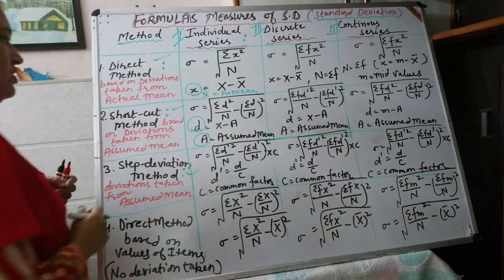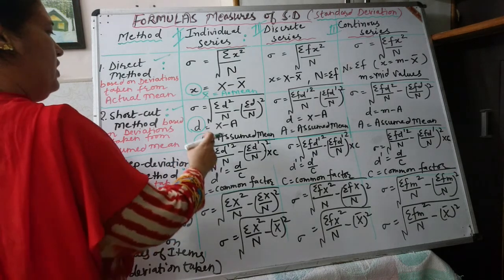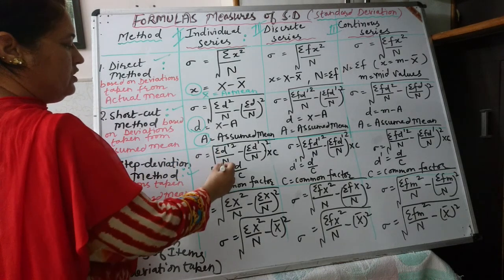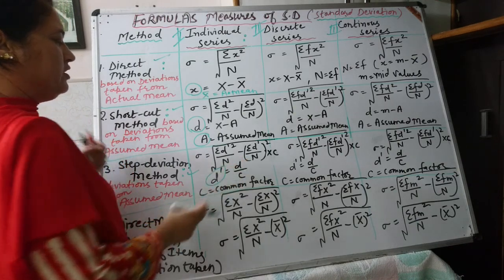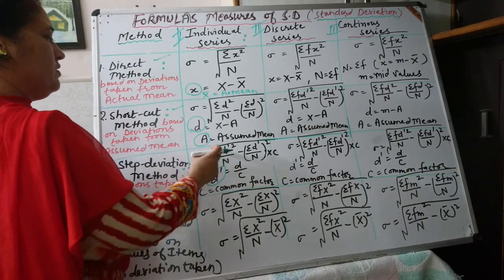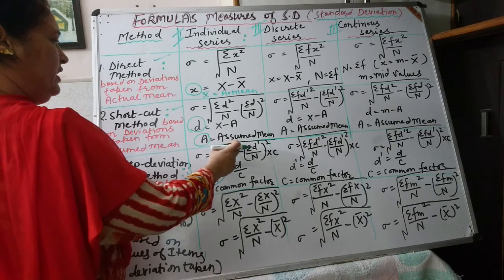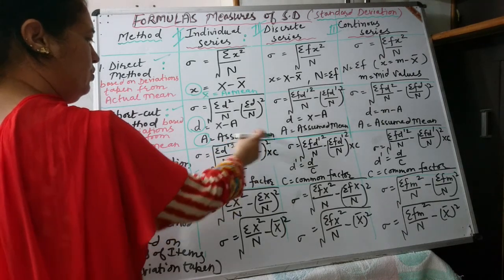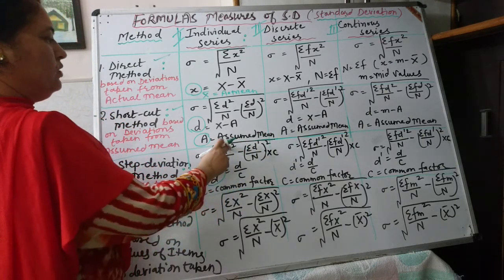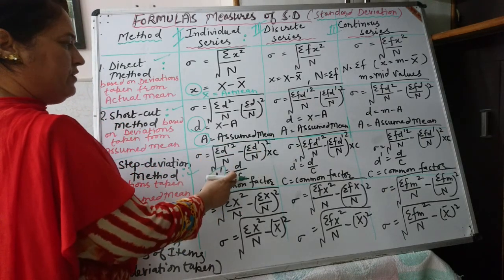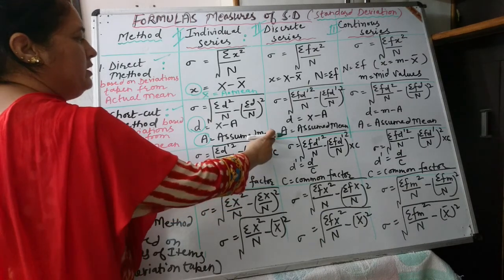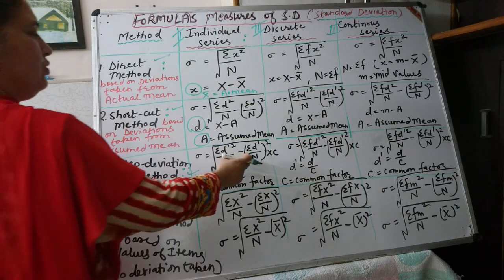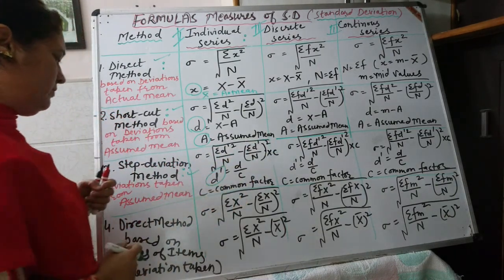And then for step deviation method, after calculation of d we will calculate d dash. For the calculation of d dash, d will be divided by common class interval. Standard deviation is equal to the square root of sigma d dash square divided by n minus sigma d dash divided by n whole square. Because we have calculated d dash, the common factor will also be multiplied, but it will be excluded from under root. The common class interval will not be included in under root.